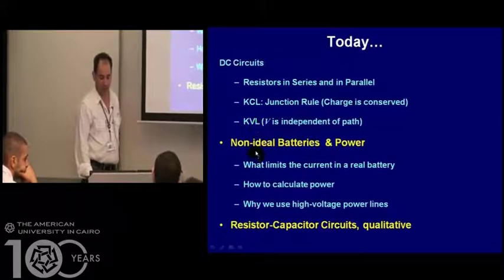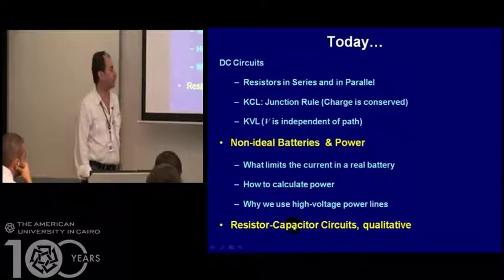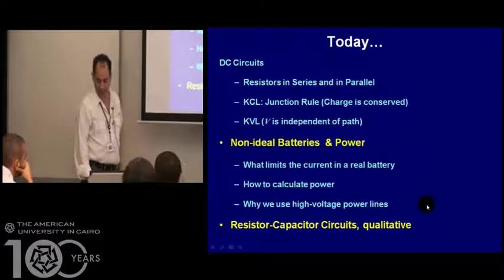Then we'll talk about non-ideal batteries. What does non-ideal battery mean? And we'll talk a little bit about power, as we took last lecture as well. And at the end of this chapter, we're going to talk about how to connect a resistor and a capacitor together, and how to calculate the charge on the capacitor at any time and the current that's flowing on the resistor at any time. So these are the main topics in this chapter.